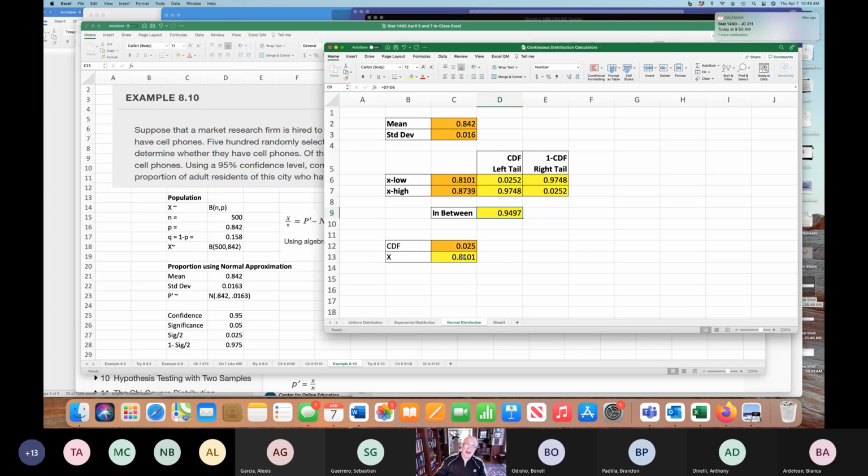If I wanted to make a claim that 90% of the people have cell phones, could I make that claim with 95% confidence, where the lower limit of that confidence interval is 0.81 and the upper limit is 0.87? Can I? This is the part where one of you has to answer.